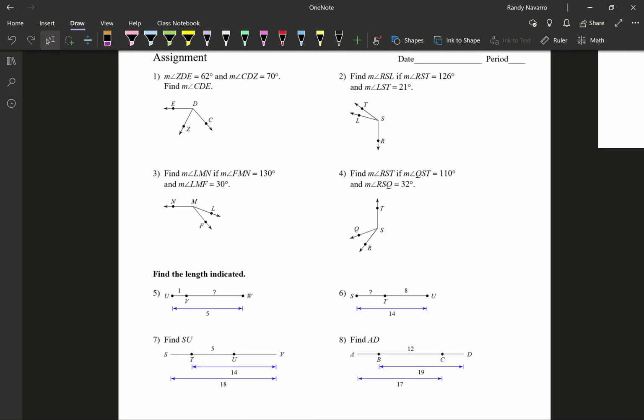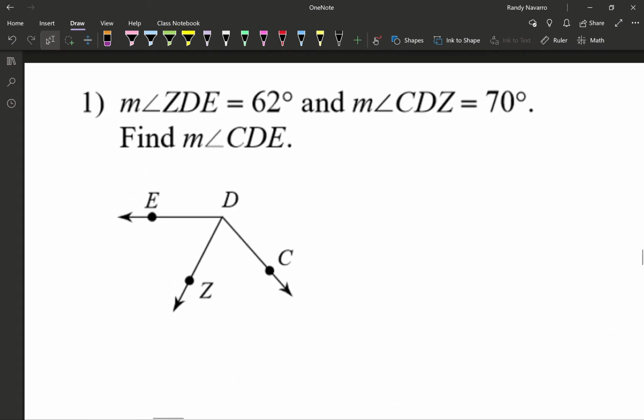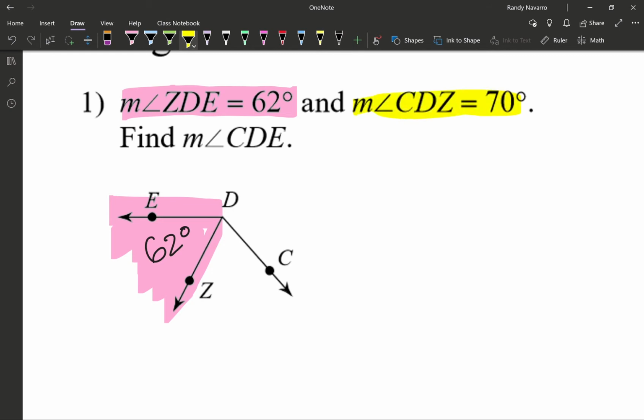All right, so just a little recap of what we're doing. All we're going to do is add up part of an angle plus another part of an angle equals the whole thing. So here we've got the measurement of ZDE, so Z to D to E is 62. So this piece right here is 62 degrees. And we have the measurement of CDZ, C to D to Z. This piece right here is just 70 degrees.